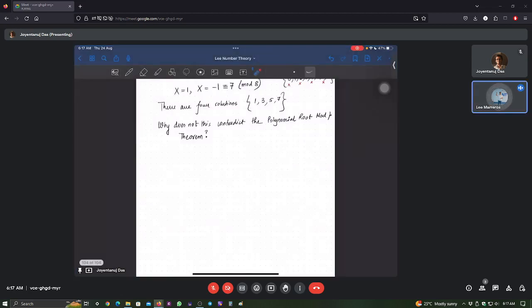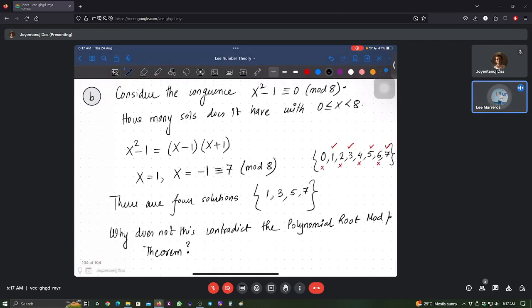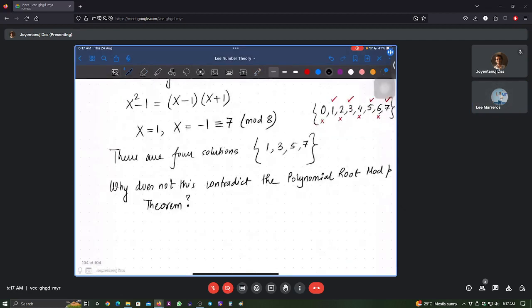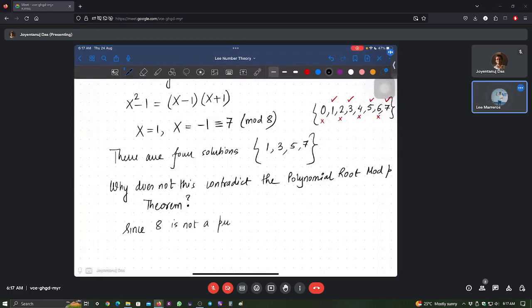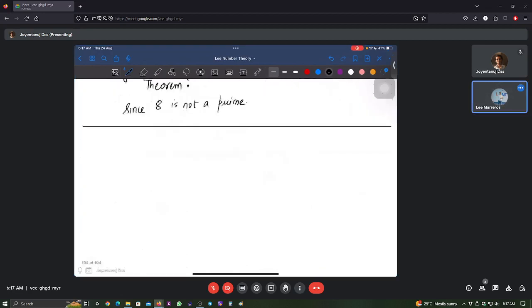So you're saying P is not a prime, that's why it doesn't contradict the theorem. Yes, since 8 is not a prime. So the theorem only states the condition when the modulus is prime. Fine, understood.